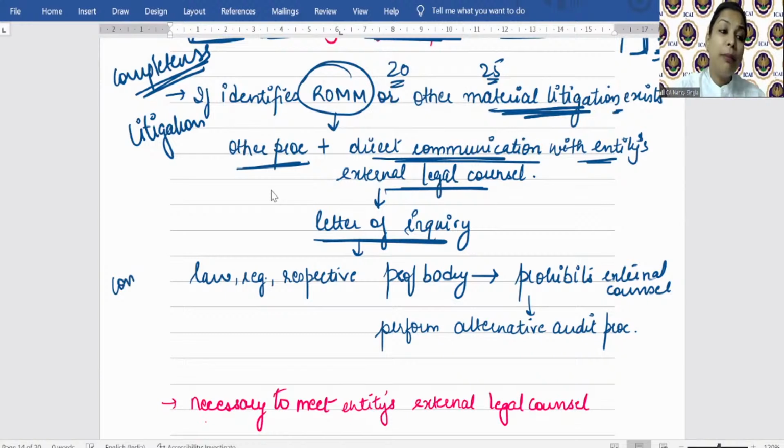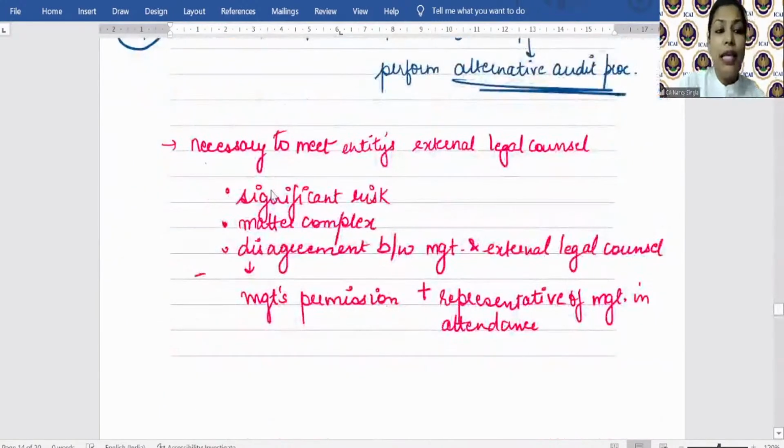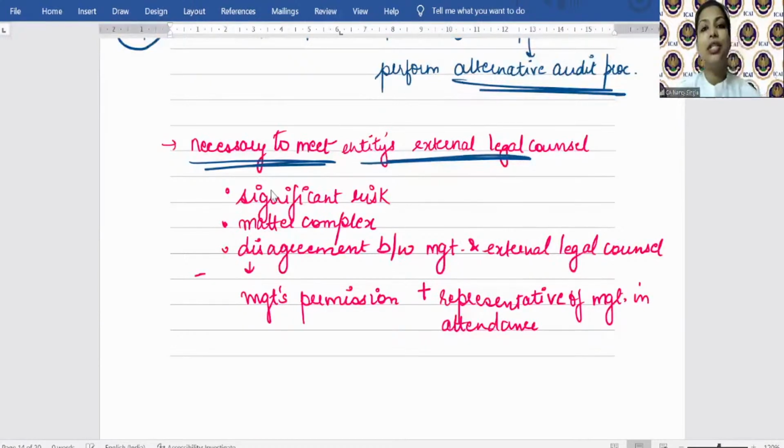And students, if you remember, there is a confidentiality clause with respect to our profession, that we should not share information of our client with any other person. Same way, it might be possible that the advocates are also having such confidentiality clause. If such is the case, perform alternate audit procedures. Obtain written representation from management, obtain certain other external confirmation.